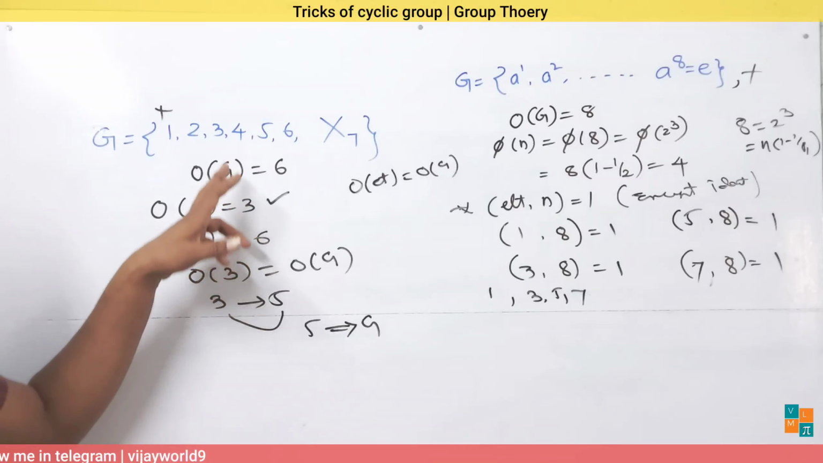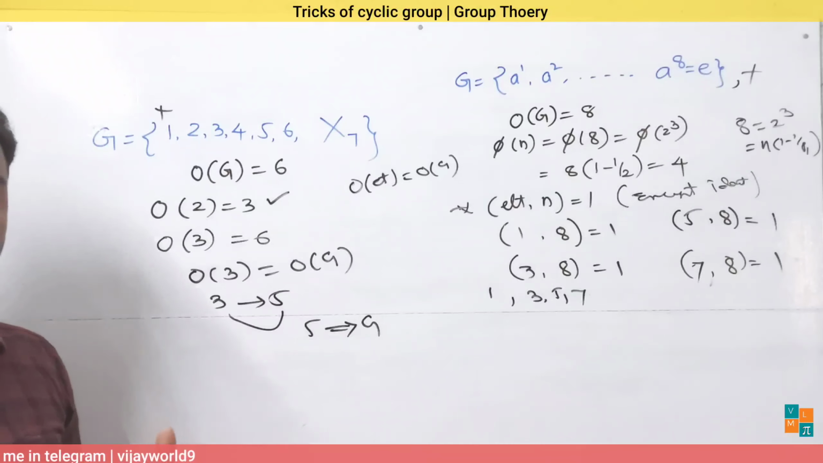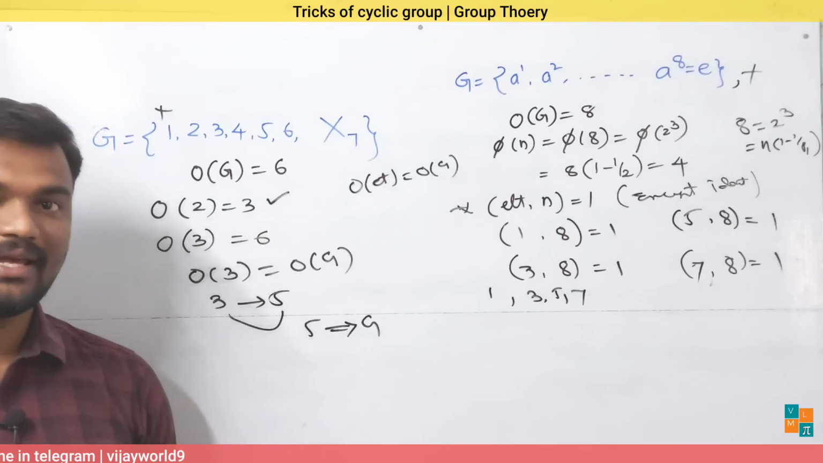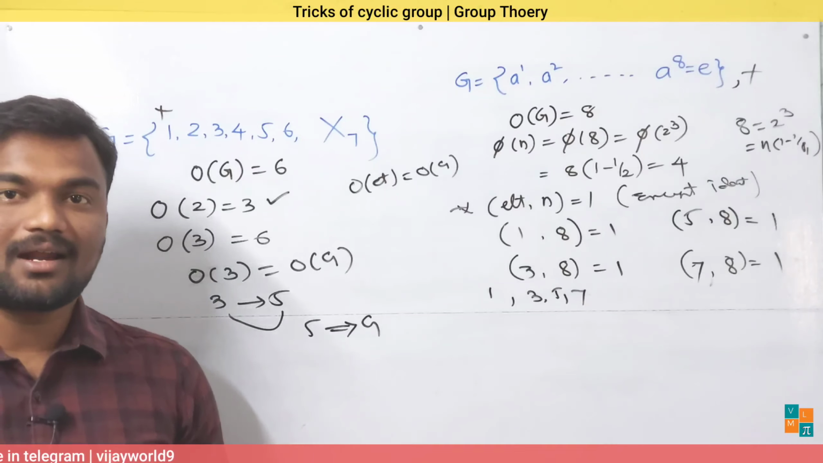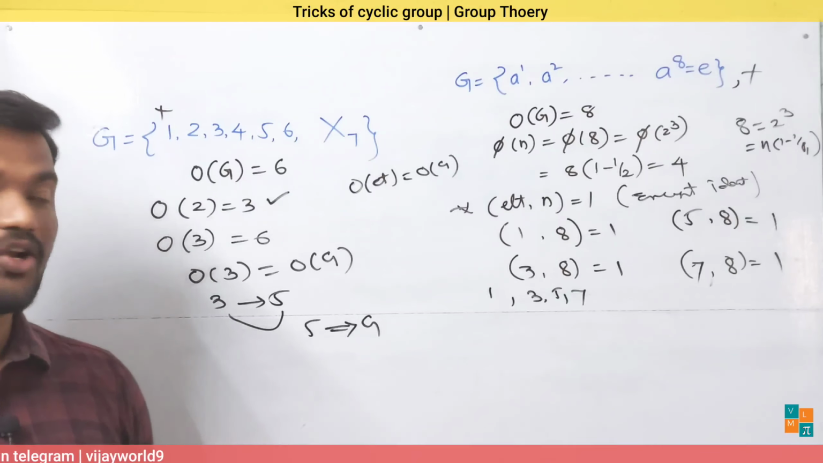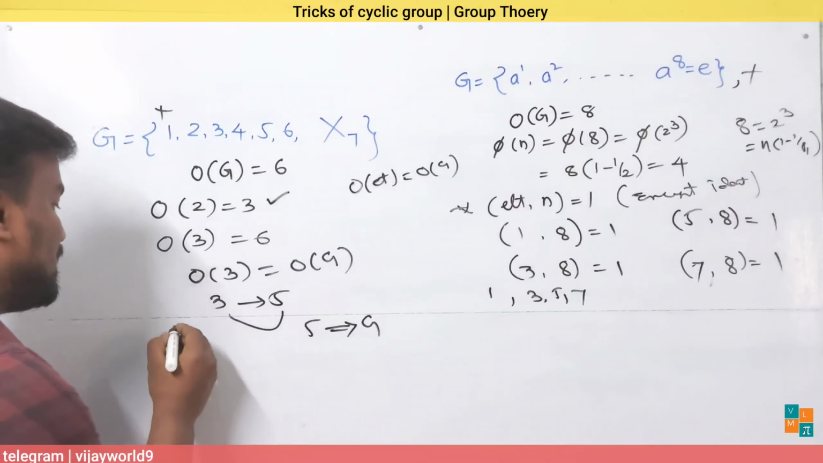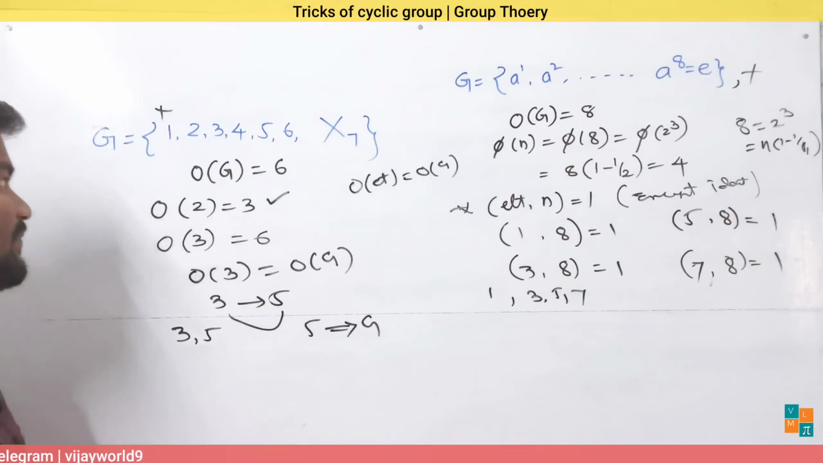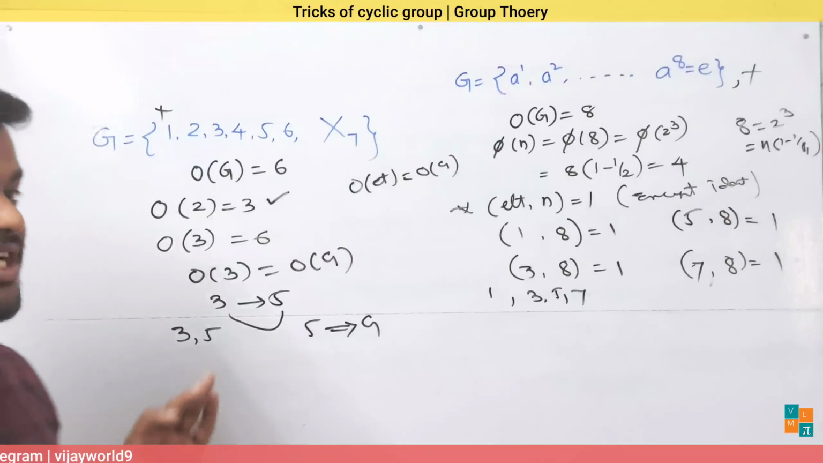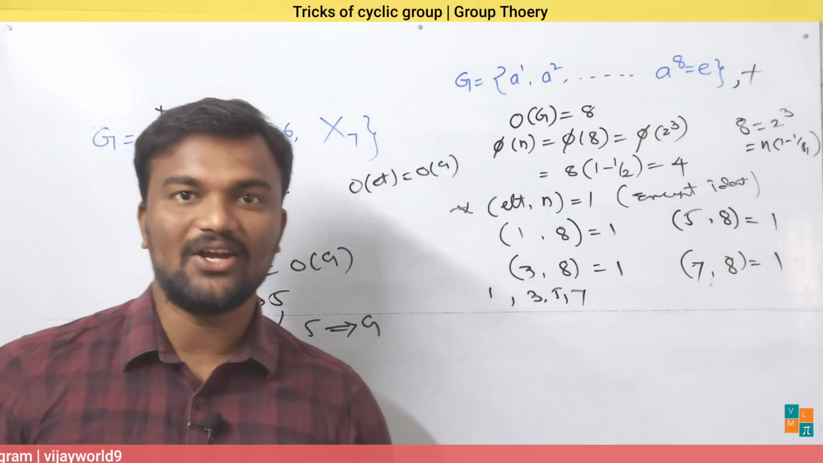You can solve the rest. For 4 and 6, the order of the group is not equal to the order of the element. So 4 and 6 are not generators of the finite cyclic group. Here what are the generators? Only 3 and 5 are the generators of the finite cyclic group G.